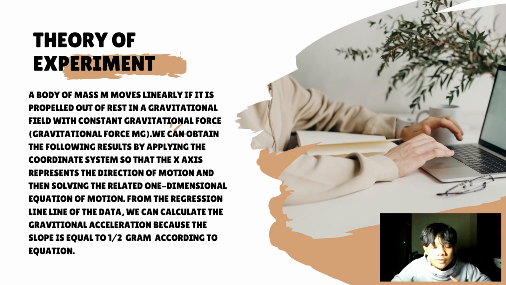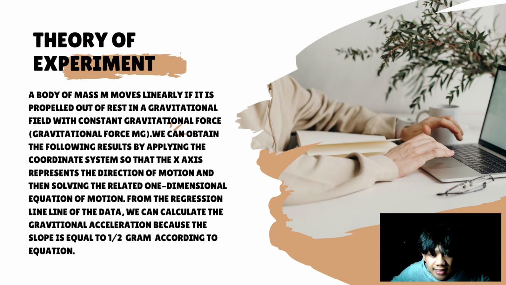Next I am going to tell you about the theory of this experiment. The theory is that a body of mass moves linearly if it is propelled out of rest in a gravitational field with constant gravitational force. We can obtain the following results by applying a coordinate system so that the x-axis represents the direction of motion, and then solving the related one-dimensional equation of motion. From the regression line of the data, we can calculate the gravitational acceleration because the slope is equal to half of g according to the equation.